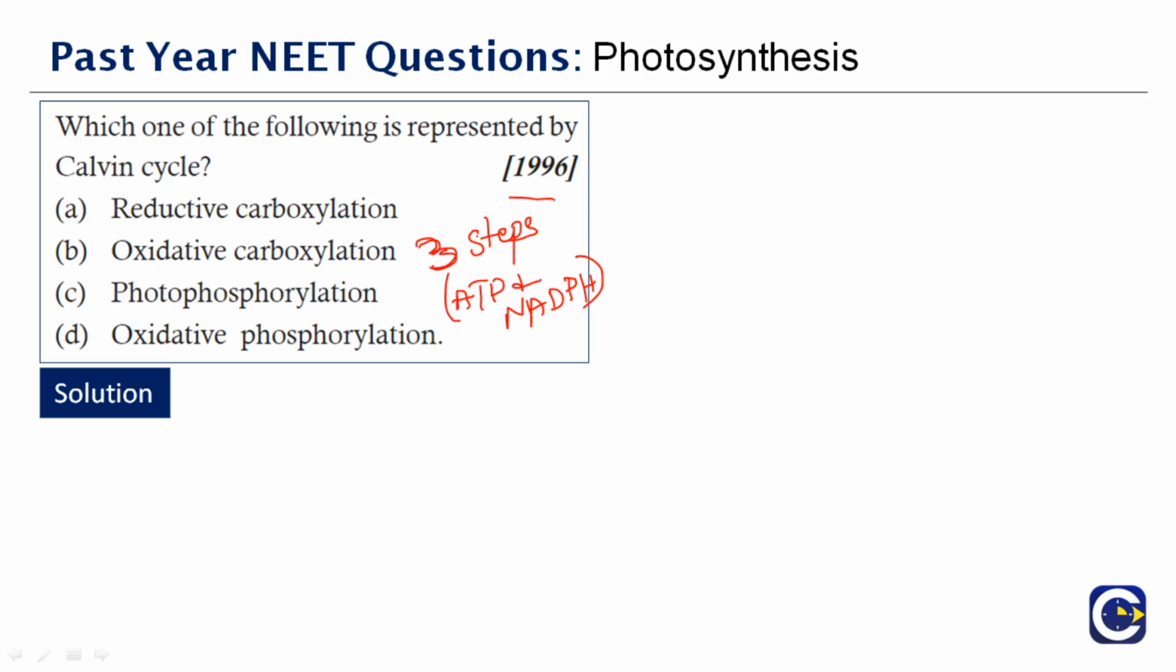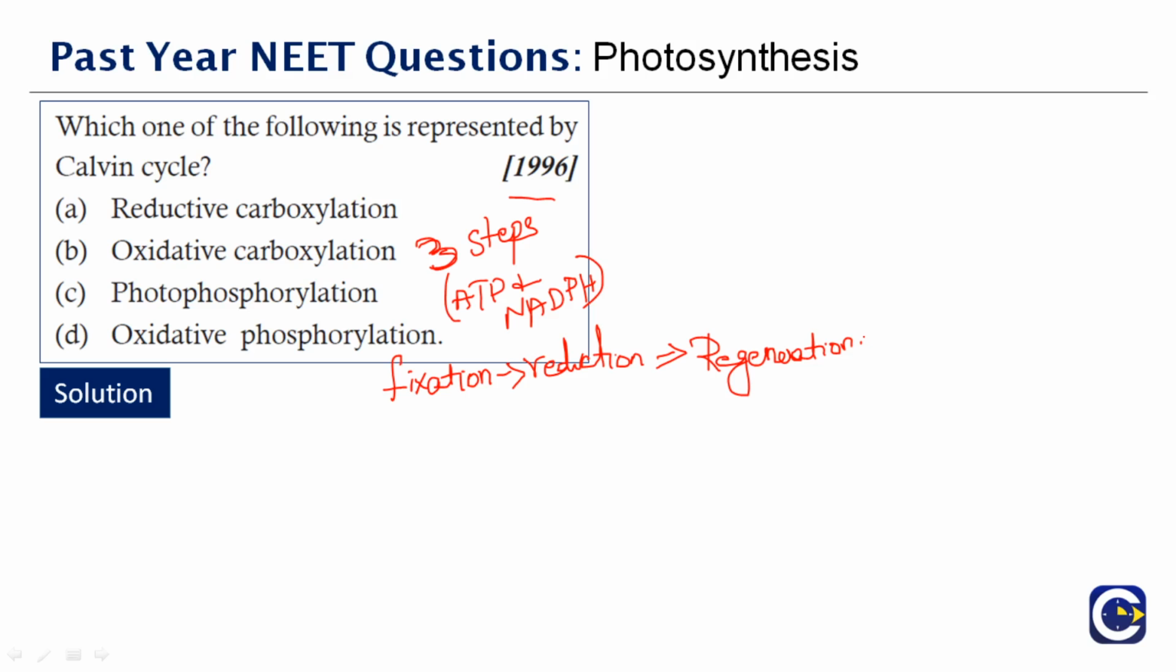So what are the 3 stages of the Calvin cycle? One is fixation, after fixation you have reduction, and after reduction you have regeneration. Now, out of the 4 options given here, one is representing the Calvin cycle. Yes, the correct answer is reductive carboxylation.